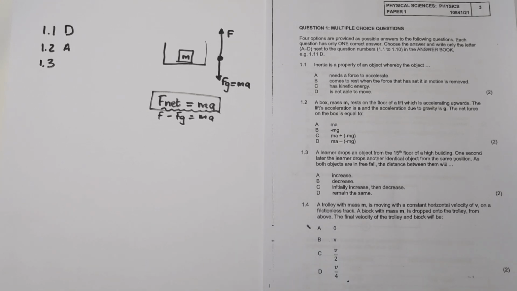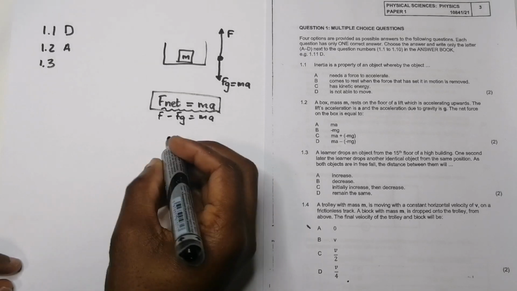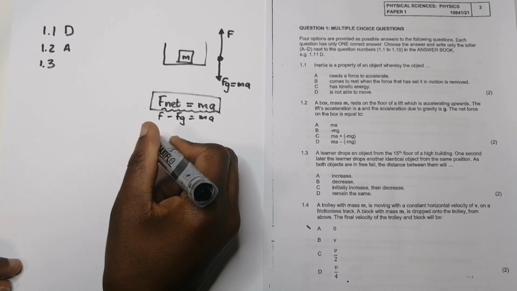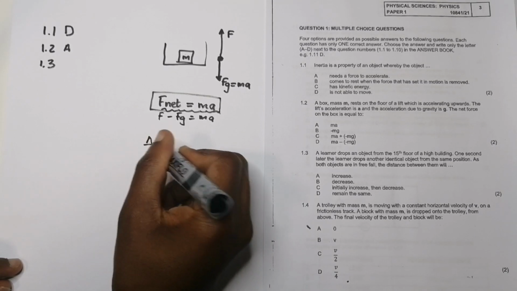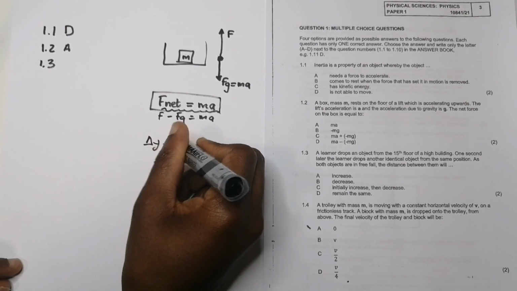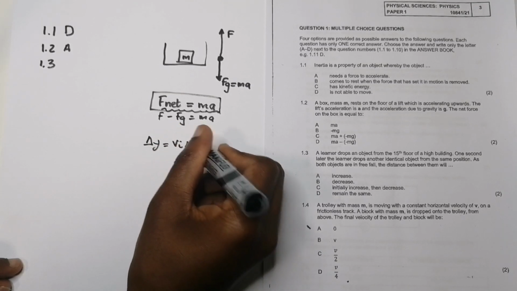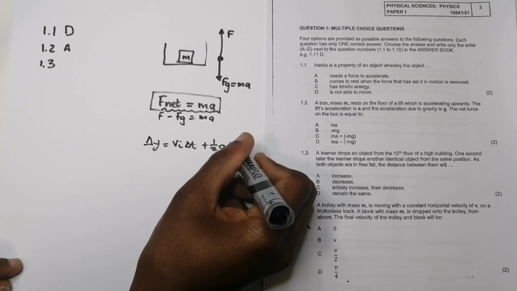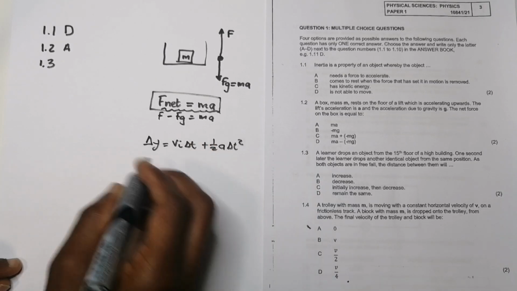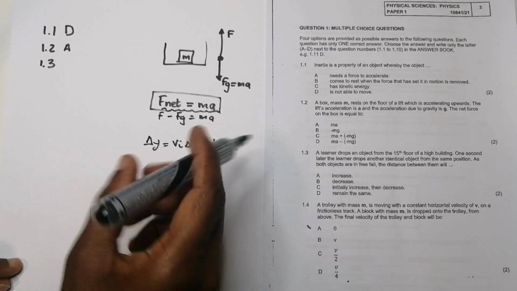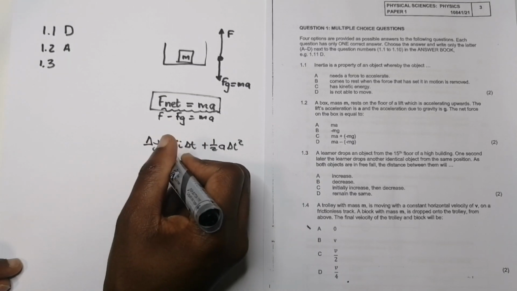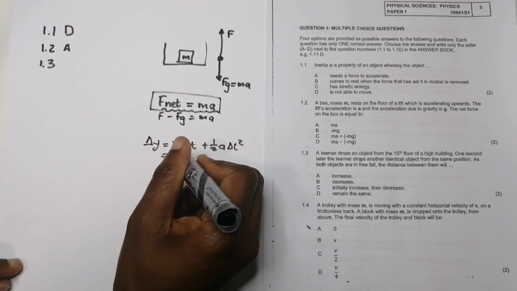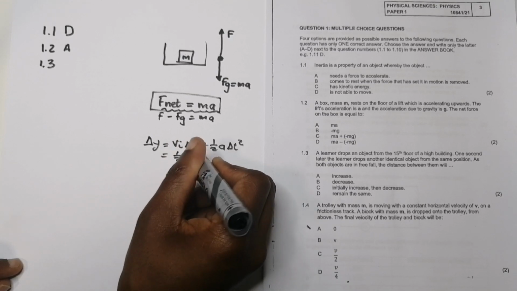Now, what should happen to the distance between them? So I will try and express how I would get the distance of the one. Let's take delta y, which is vi delta t plus 1 over 2 times a delta t squared. Assuming, of course, they told us that we're dropping them, so in this case it tells me that my initial velocity is 0, so I've got half a t squared.